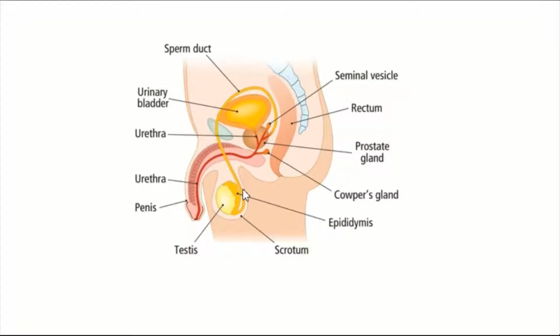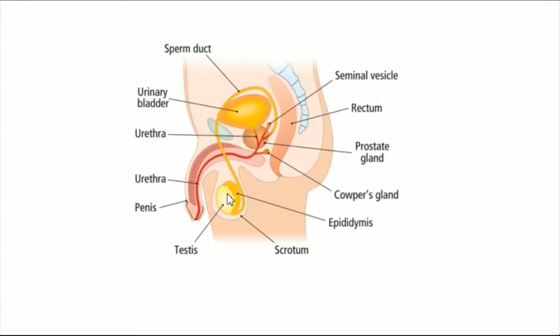This is to allow the testis to have a temperature that is 2 degrees Celsius less than the body temperature. This ensures maximum sperm production within the testis. So this is the most important function of the scrotum. In most instances, you'll find that the testis is 2 degrees Celsius lower than the body temperature.